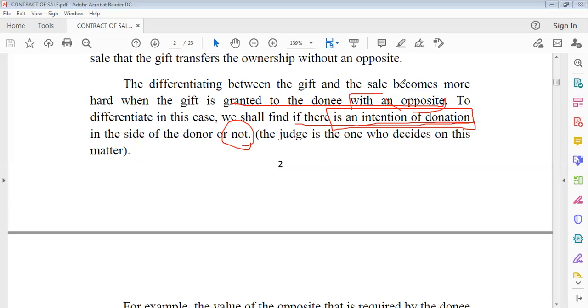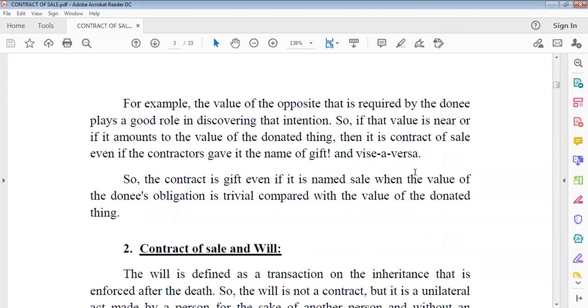How could the judge discover this? We told you that he can discover this from the circumstances which surrounded the parties when they contracted or when they concluded their contract. For example, the value of the opposite that is required by the donee plays a good role in discovering that intention. One of these circumstances which may help the judge in discovering the intention of donation on the side of the donor is that the value of the opposite, قيمة الشيء المقابل, that is required by the donee, المطلوب من الشخص الموهوب له, plays a good role in discovering that intention.